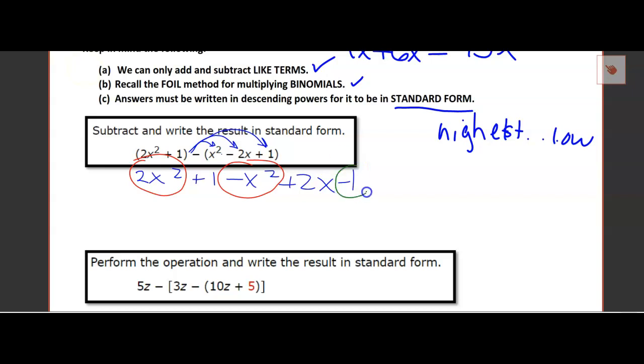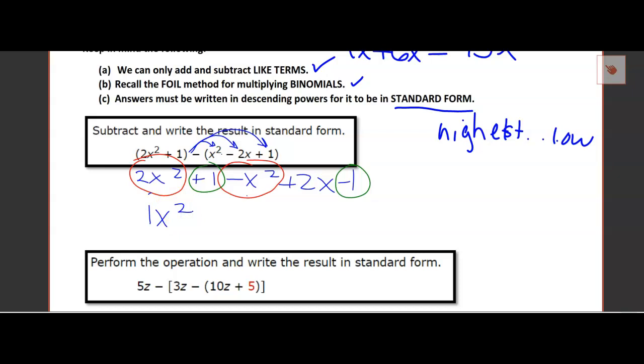Well, I have a negative 1 and a positive 1. Those are just basic integers. We could combine those as well. So let's see what we get when we combine like terms. 2x squared minus x squared will just be a 1x squared, or just x squared.